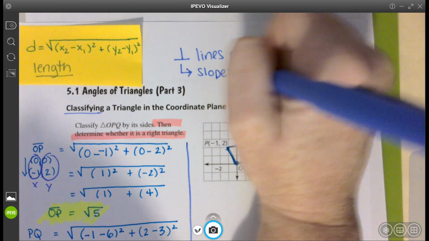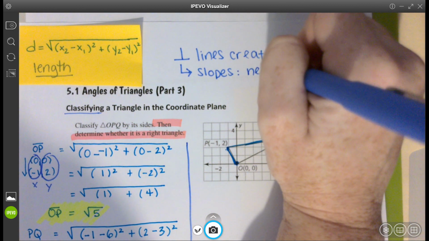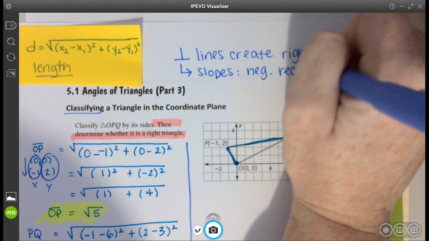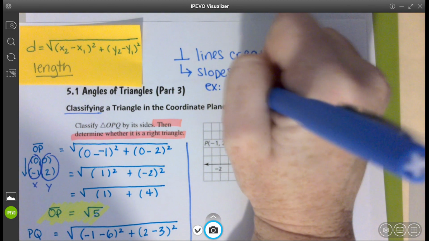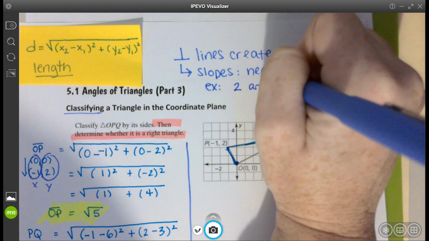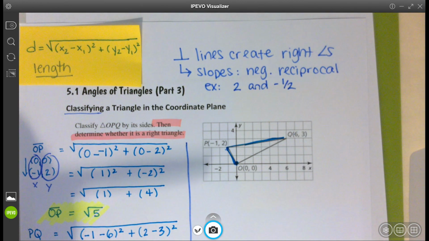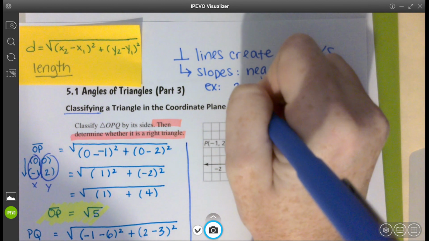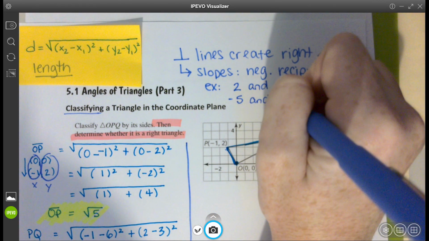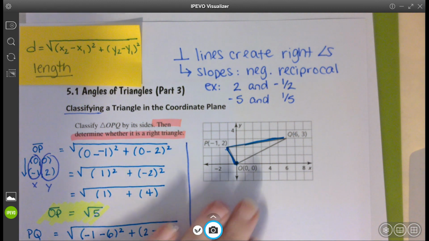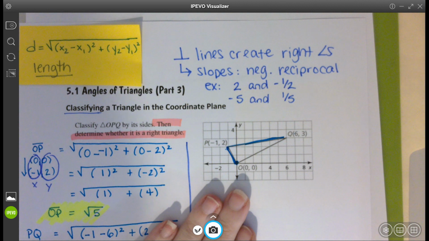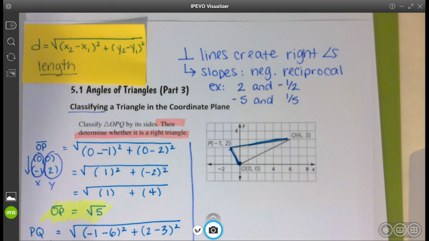So again, I'm going to write that out. We have a negative reciprocal. An example of that would be 2 and negative 1/2, or negative 5 and 1/5. Notice in each example, one is positive, one is negative, and they are a flip, aka a reciprocal of each other. Now, looking at this problem, we are going to have to find the slope 3 times.